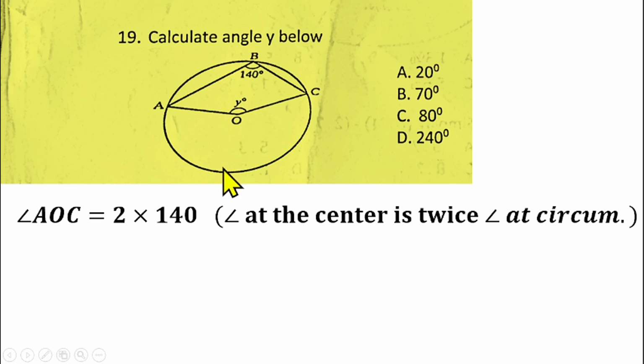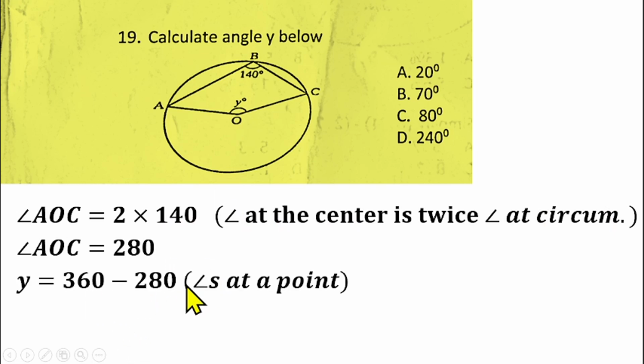So the angle AOC reflex will be 2 times 140. Angle at the center is twice the angle at the circumference, which is 280. Then to find angle y will be 360 minus 280, because of angle at a point. y will be 80 degrees, which is option C.